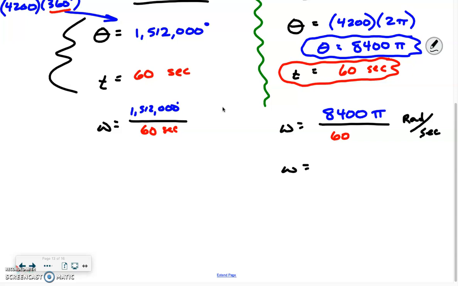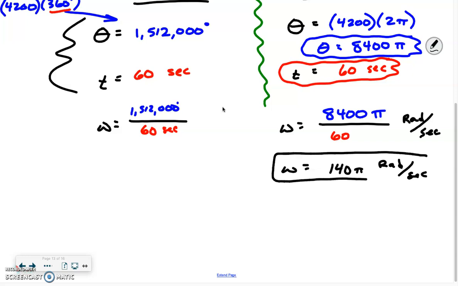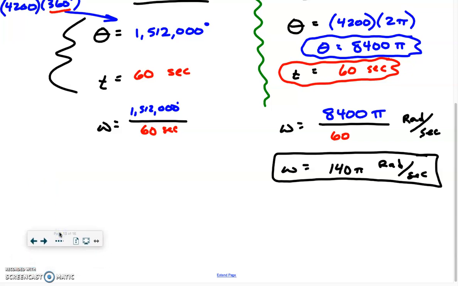As we do a little bit of reducing, 8,400 pi over 60 is going to clean up to be 140 pi, again radians per second. This would be our exact answer. If you're thinking, could we do a little bit of work and get that in terms of more of a decimal answer? The answer, of course, is yes. We could do it that way. But this is perfectly fine. Like I said, it's exact. Directions didn't say anything's wrong with an exact answer. Rarely is there going to be something wrong with the exact answer.